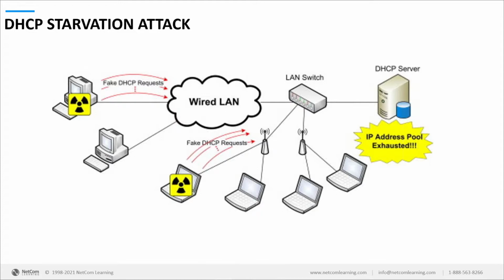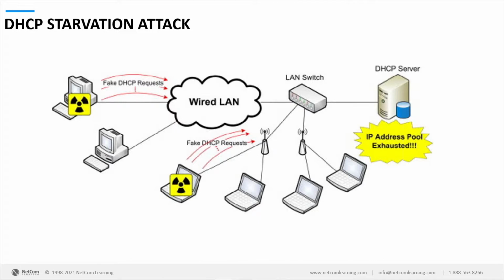DHCP starvation attack. Sometimes people do this accidentally. In this case, they're throwing out fake DHCP requests and overwhelming the DHCP server and exhausting the pool of IP addresses. Okay? I've seen this happen sometimes, just really a poorly developed DHCP service. Sometimes it'll happen in a cheap consumer device, like a Wi-Fi device. But you need to be aware of it. You need to understand how these protocols work, if you're going to prevent them.